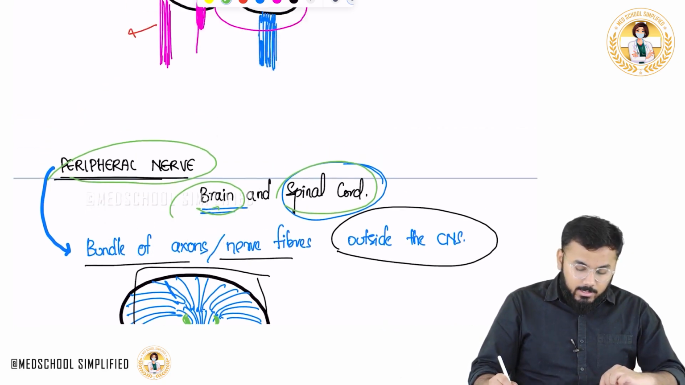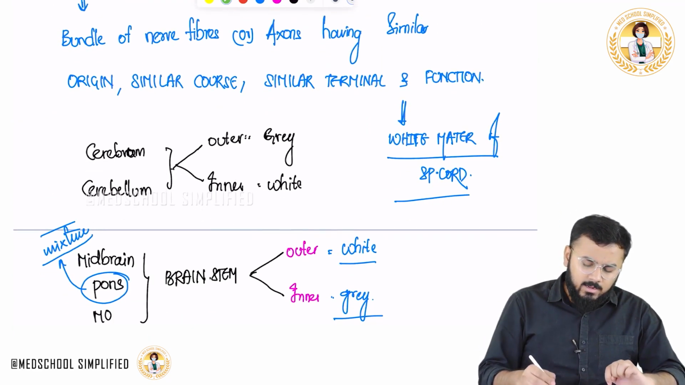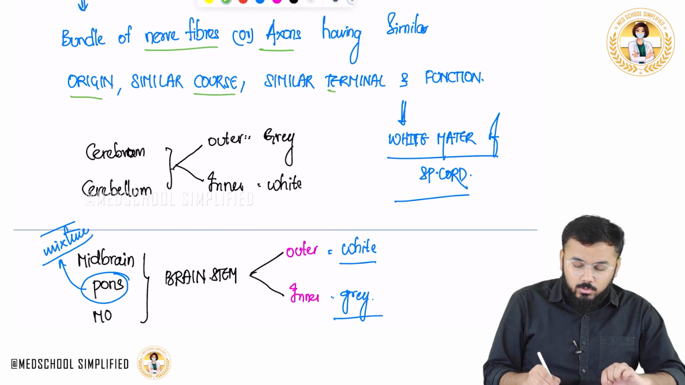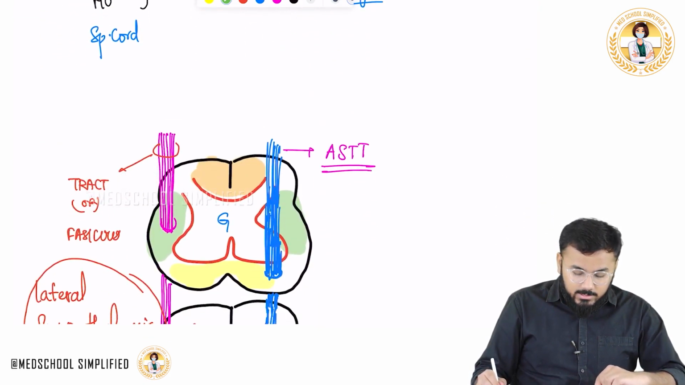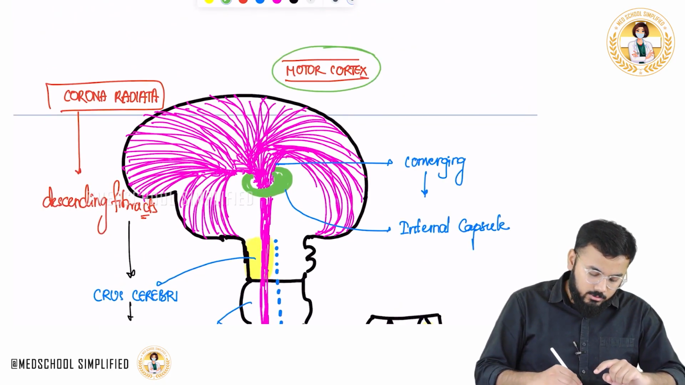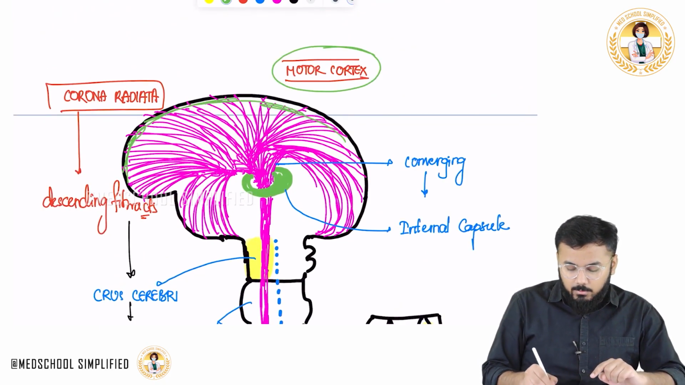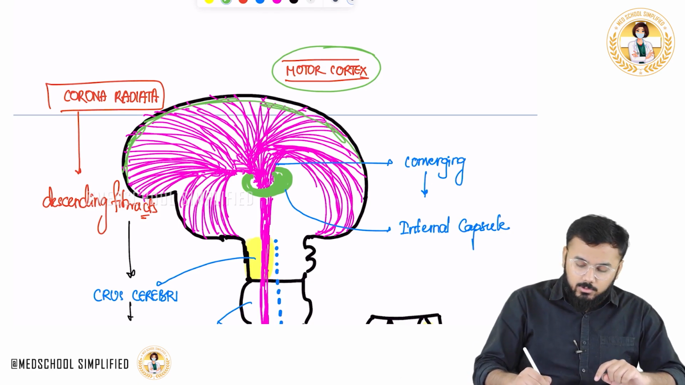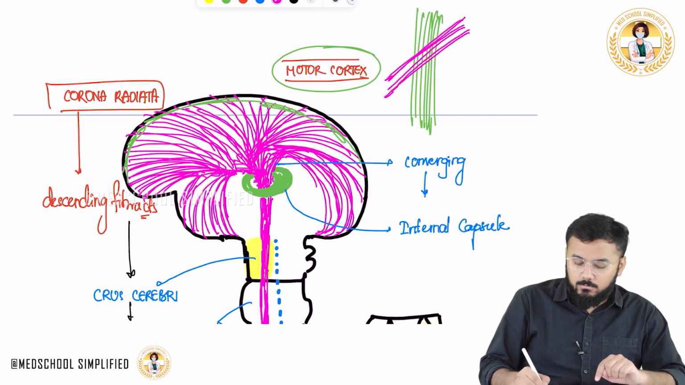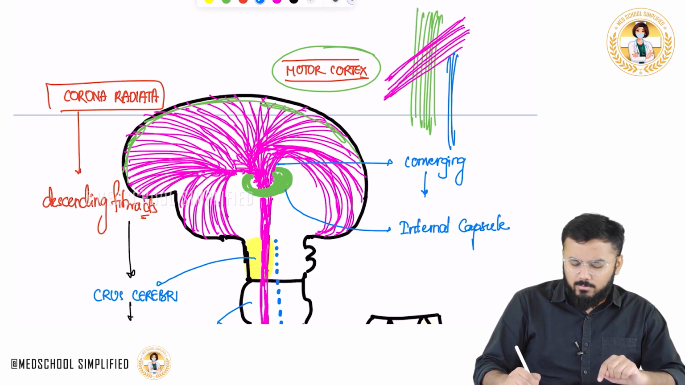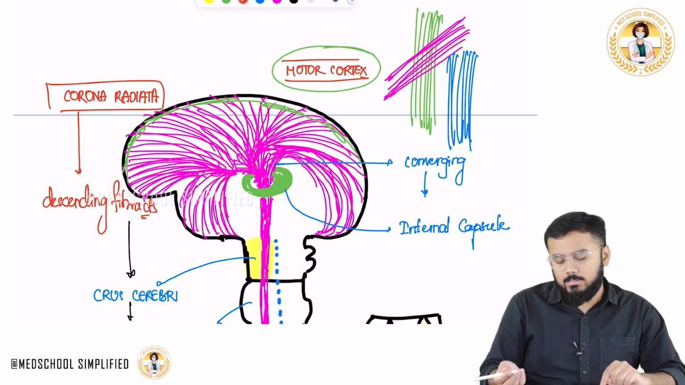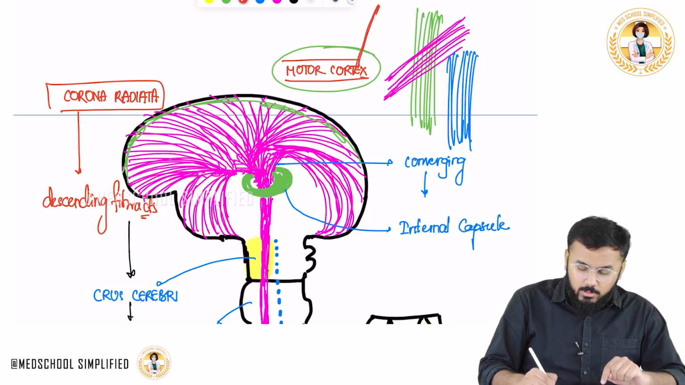Next important definition I've told you here is that these nerve fibers or axons have similar origin, course, terminal and function. Similar origin in the sense all of them are originating from where? From the motor cortex. Let me draw like this. Some random pictures I'm drawing here. Don't confuse why the pink is crossing the green, just don't bother about that.